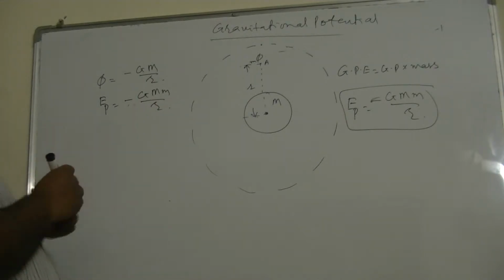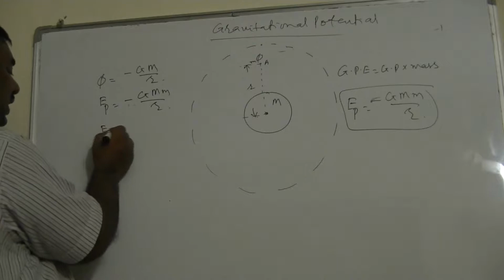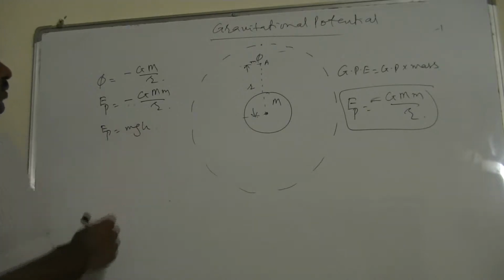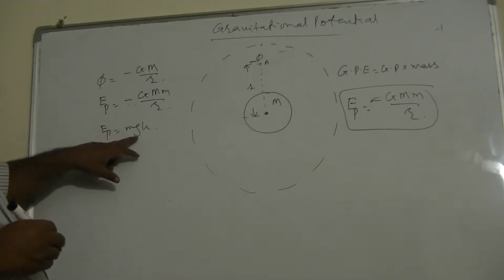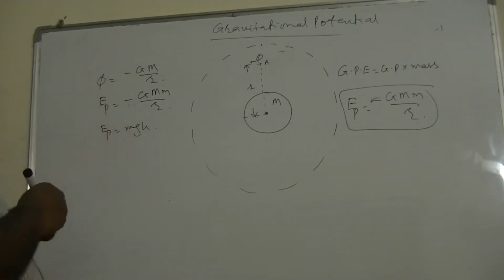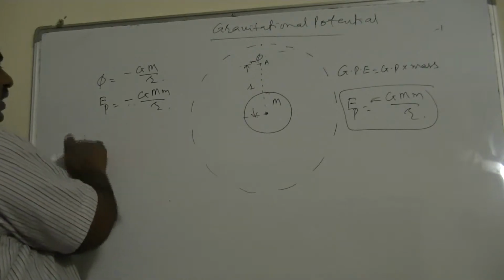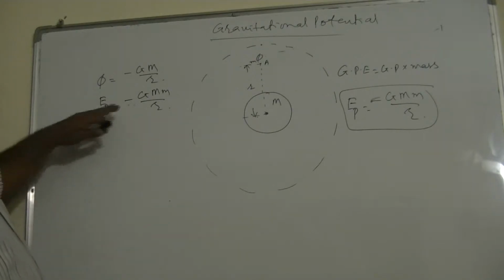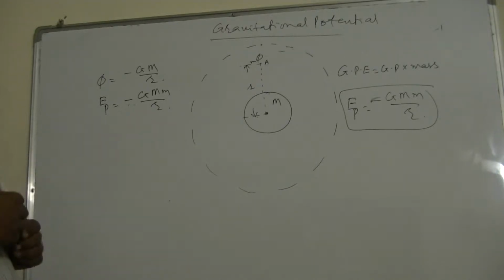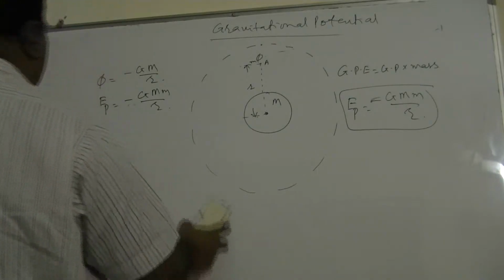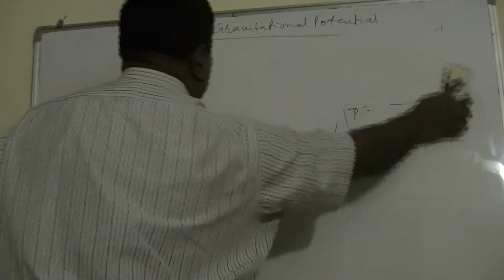Now forget about the formula Ep is equal to mgh, because that was the formula used in our AS level, but it is valid only near the surface of the earth, where g is constant. Generally, we take these gravitational potential energy formulas. So clearly both these quantities are negative. Why are gravitational potential and gravitational potential energy negative quantities?